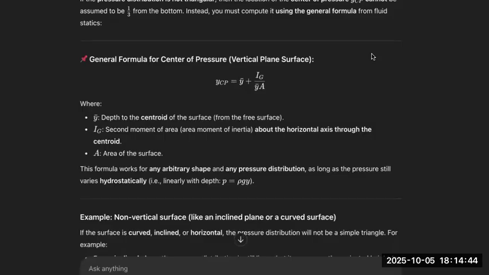So as you see right here, y bar is the depth to the centroid of the surface from the free surface. Ig is the second moment of area, or the area moment of inertia about the horizontal axis through the centroid. And A is the area of the surface. So this formula works for any arbitrary shape and any pressure distribution as long as the pressure still varies hydrostatically. That means it varies linearly with depth: pressure equals rho times g, gravity, times y, depth.